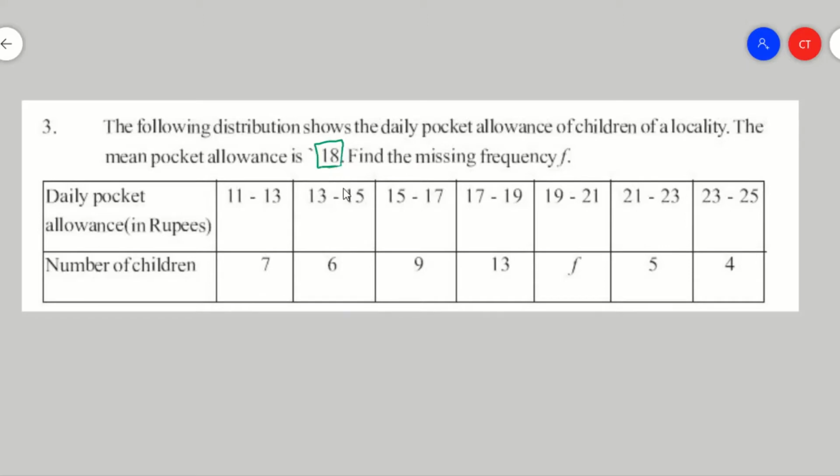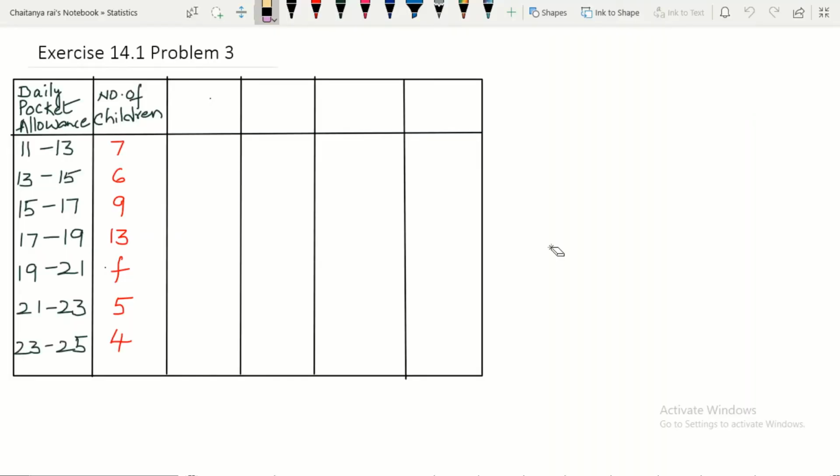Then what do we have to find here? Find the missing frequency. Out of the given frequencies, one of them is missing. See here, this is f. So we need to find the value of this f. Let's start the proceedings. Here we have tabulated the values, that is class interval and frequency as number of children.